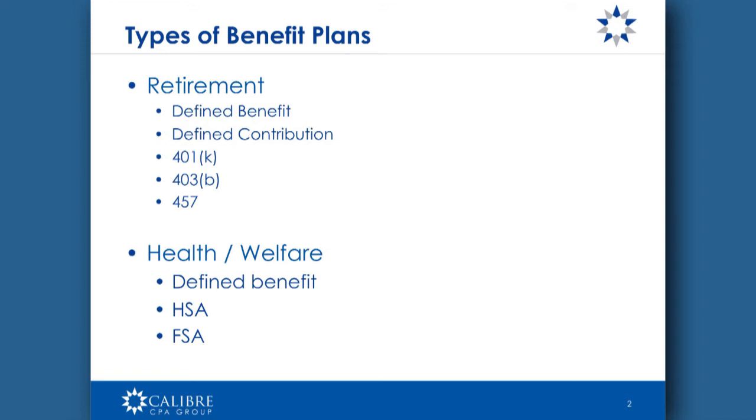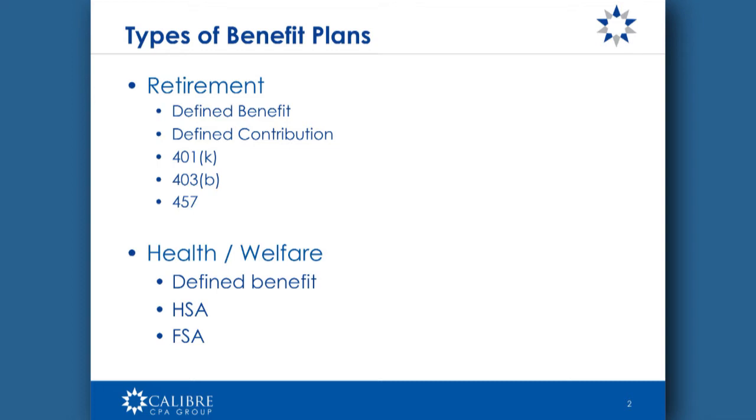First of all, what are employee benefit plans? There are multiple types of them. Some of the main ones, obviously there's retirement plans, you have defined benefit plans, you have defined contribution plans. Under those you have subsections of plans. You have 401k plans, 403b plans, 457 plans, all various types of retirement plans. Then you also have health and welfare plans. You can have a defined benefit health and welfare plan. Those are rare, but you do see them. You can have health savings accounts, flex spending accounts.